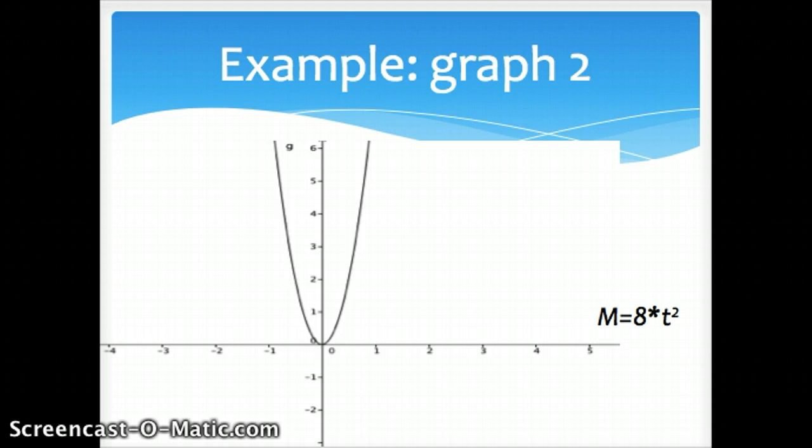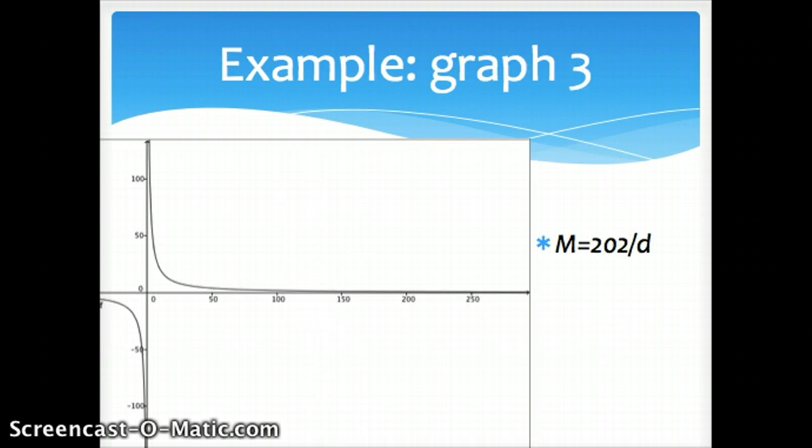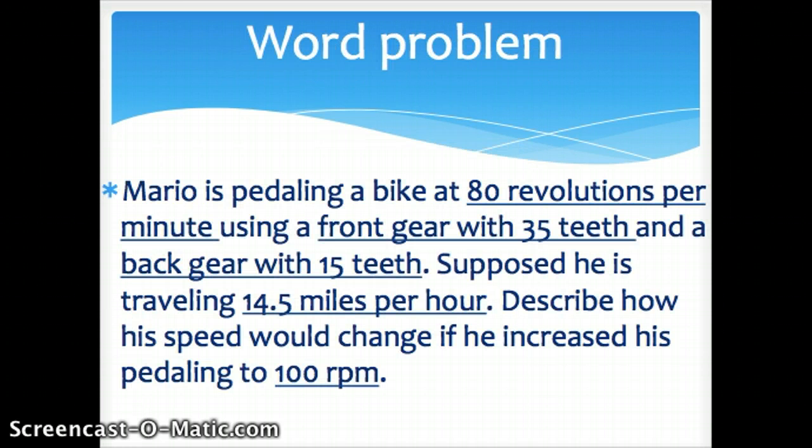Then you graph m varies directly as the square of t with a constant of 8, and that will give you a parabola. And thirdly, you will graph the inverse variation, which would be m varies inversely as d with a constant of 202, which will give you a hyperbola. Remember that you can't join these three graphs.